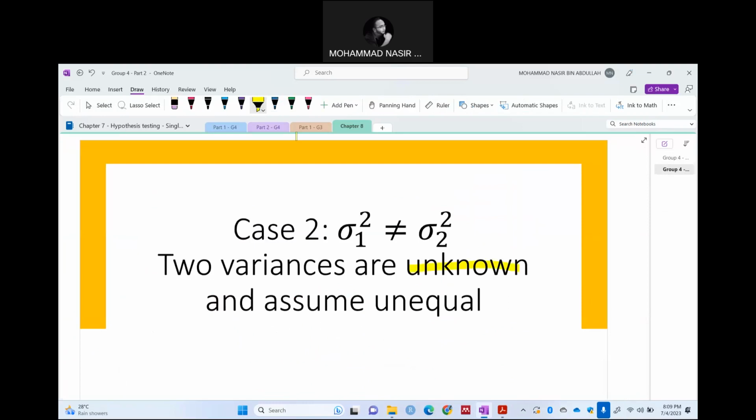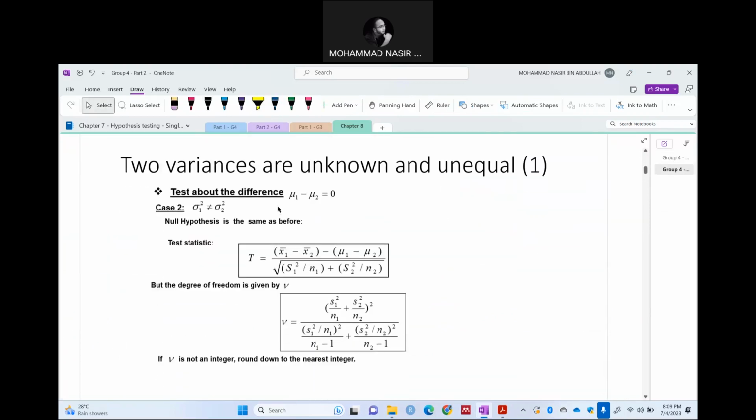Population variance unknown, but we assume the population variance unequal, right? So when the population variance unknown and assume unequal, right? So the T distribution will be x bar 1 minus x bar 2 minus mu1 minus mu2 divided by sample variance number 1 divided by N1 plus sample variance number 2 divided by N2, and taking the square root for everything, right? But in this case, we need to calculate the degree of freedom.